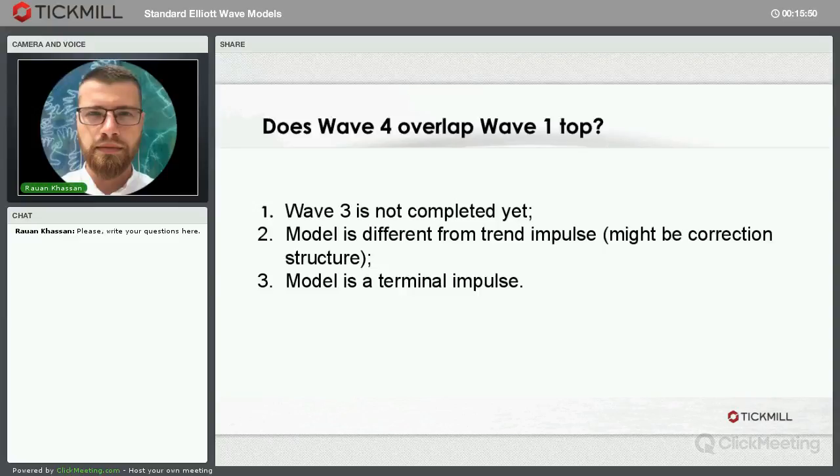Second probability is that the model is different from trend impulse and simply might be a correction structure. Finally, another option is that the model is a terminal impulse, which is a specific kind of trend impulse, and we are going to cover it in our next webinar.